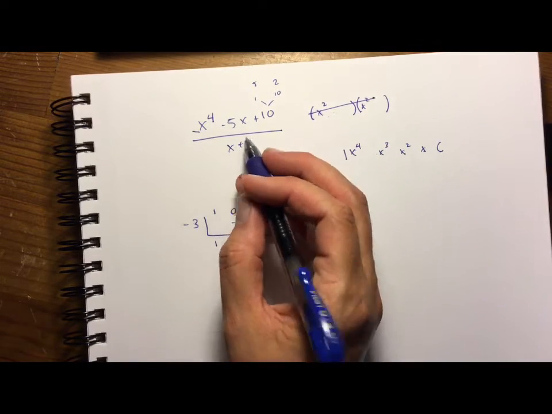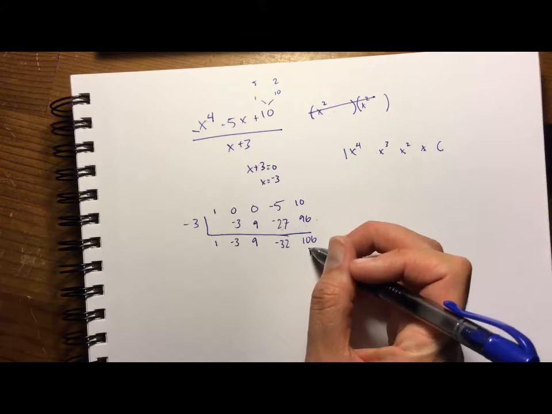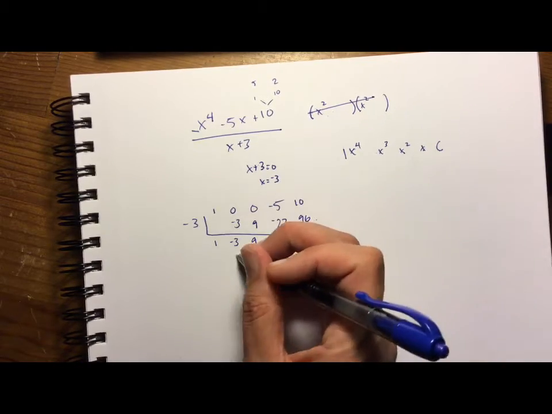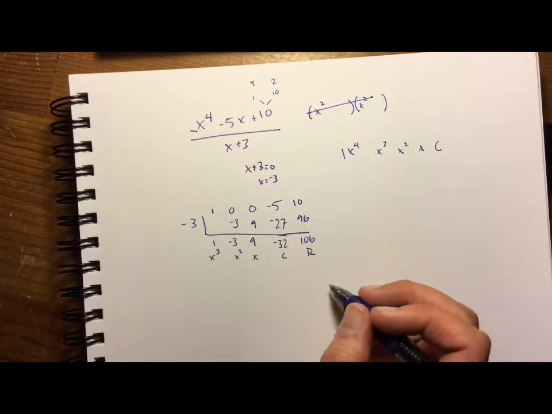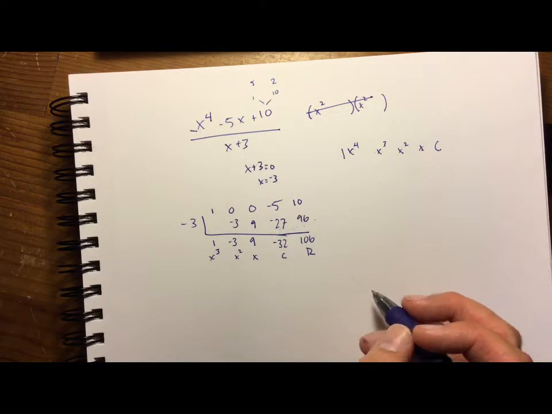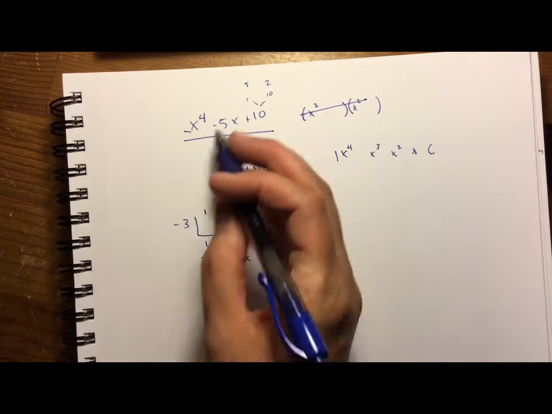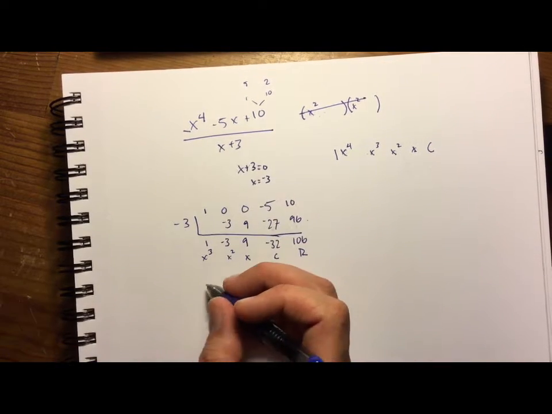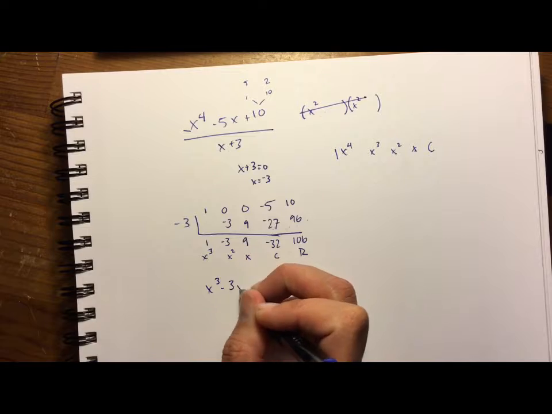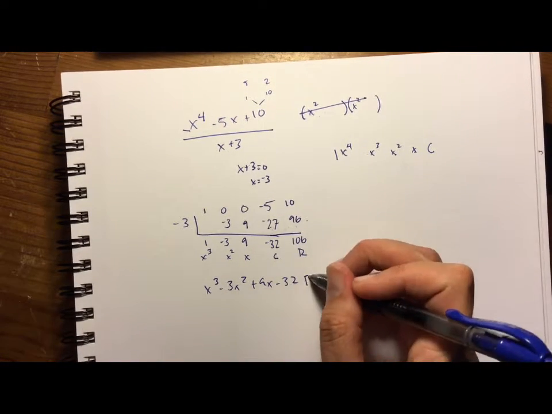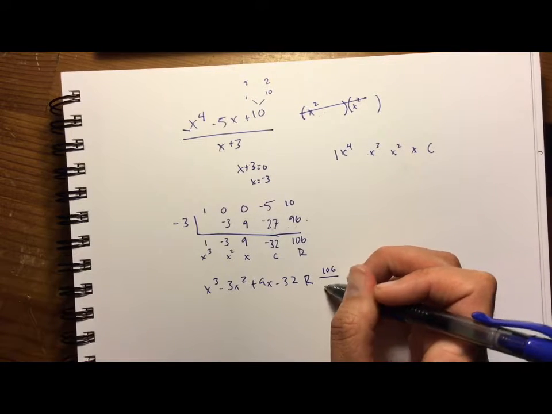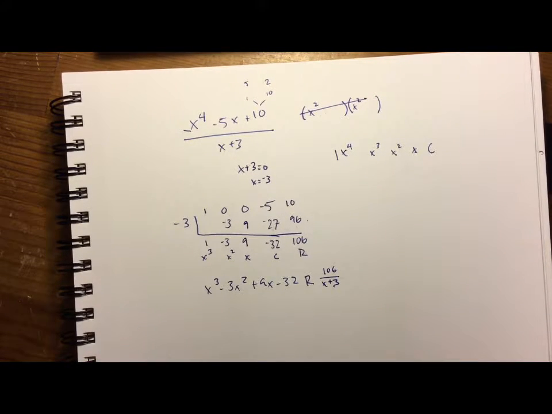So the answer to this problem, again we start here, we have remainder, constant, x, x squared, x to the 3rd, and that is... Stop it Mooney, I know, math is scary for kitties. Okay, so the answer to this problem if we were to divide it is x cubed minus 3x squared plus 9x minus 32, remainder 106 over x plus 3.